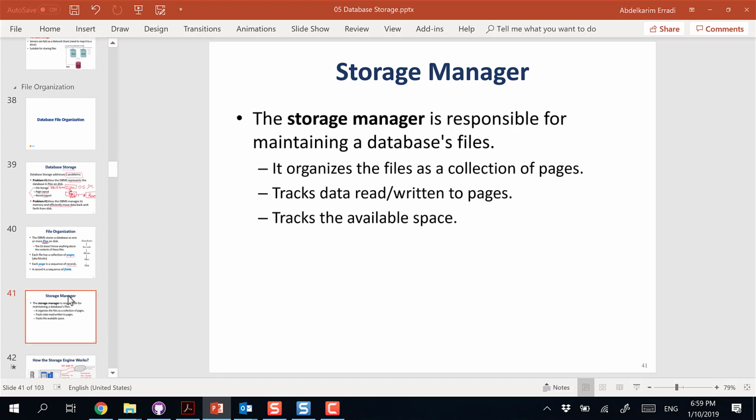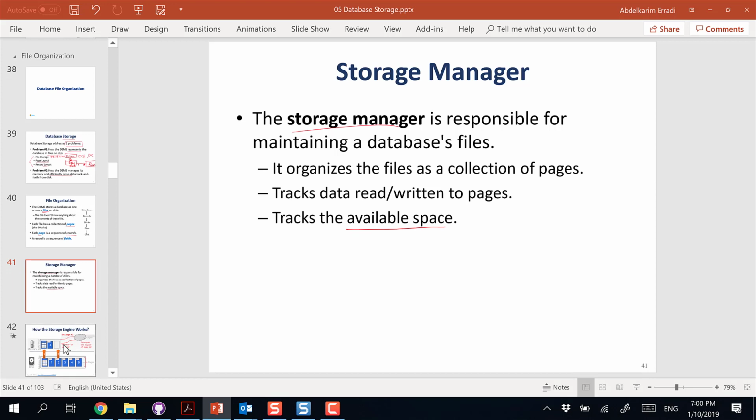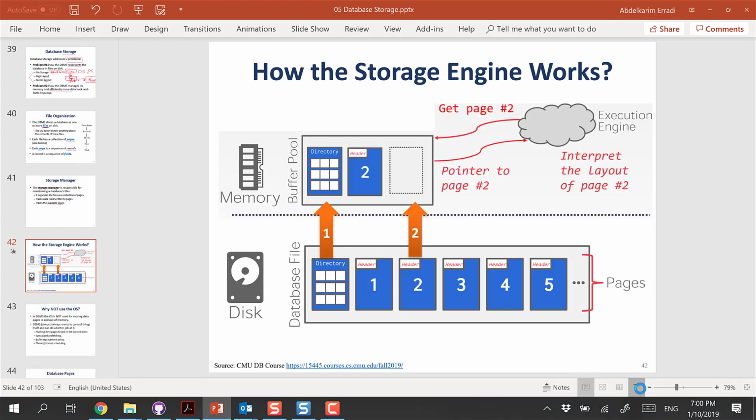Okay, so I think this is what I just explained. The storage manager is the one that creates these files in the first place, keeps them organized in terms of pages, and also keeps track of the available space in every page. So let me show you now. Let me do some little animation here to make it clearer.